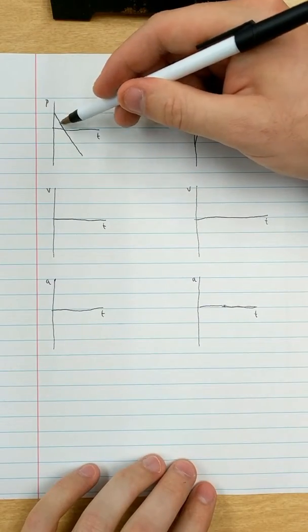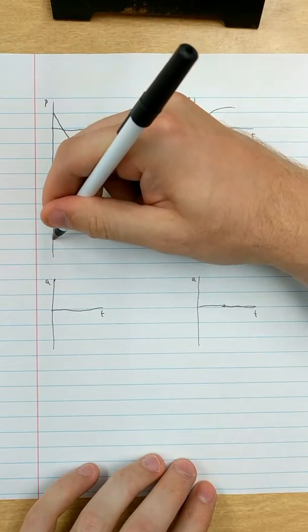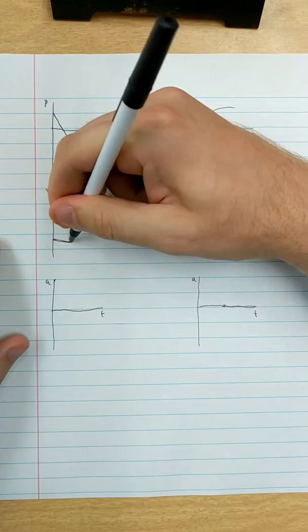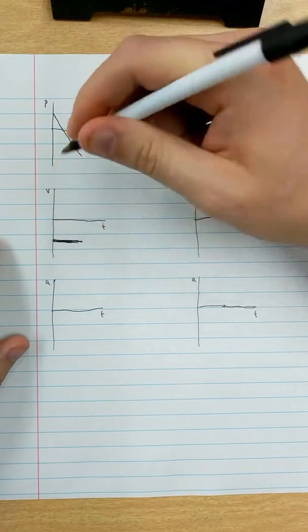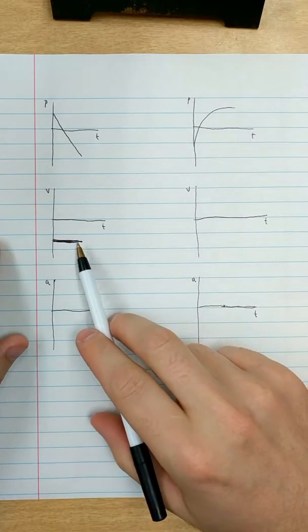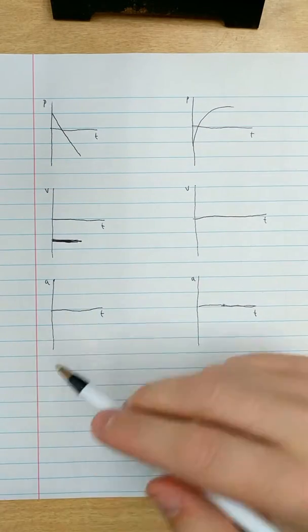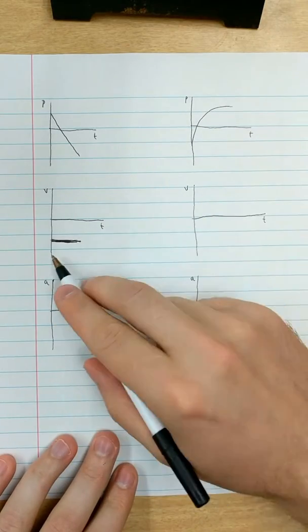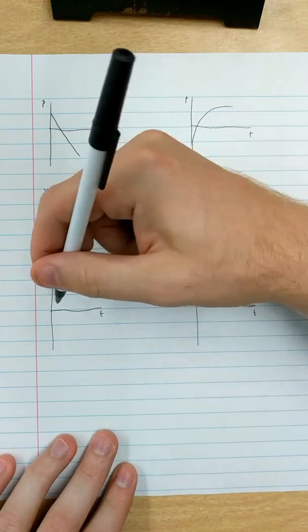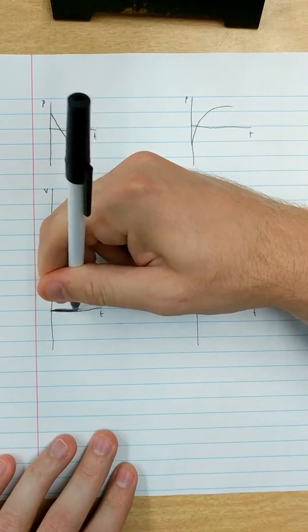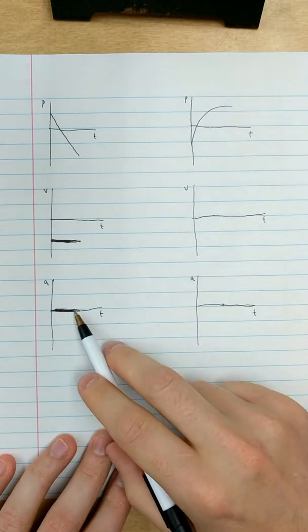And it has a negative slope, so I know my velocity is going to have to stay the same at a negative value. So it's going to be just a horizontal line on the negative side. And then this slope is 0 and staying the same the whole time. So my acceleration is going to be 0 and staying the same the whole time.